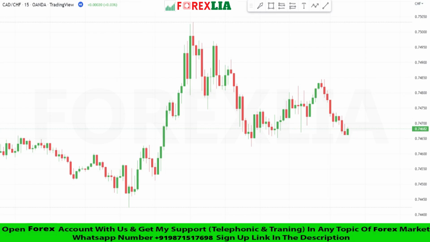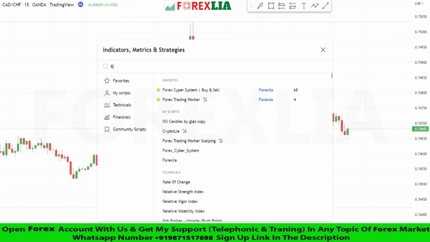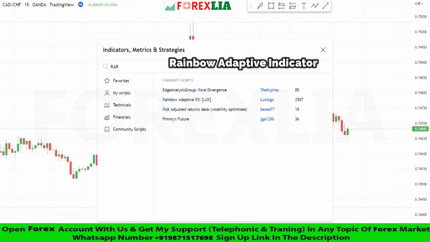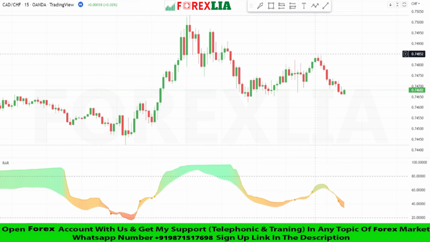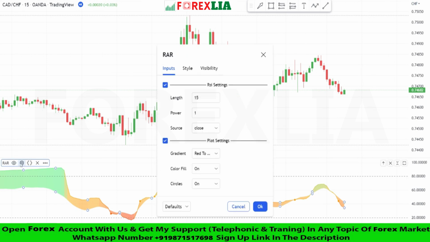Hello traders, today I am going to share with you top 3 scalping indicators. First indicator. For this strategy we need the rainbow adaptive indicator, with some settings changed.